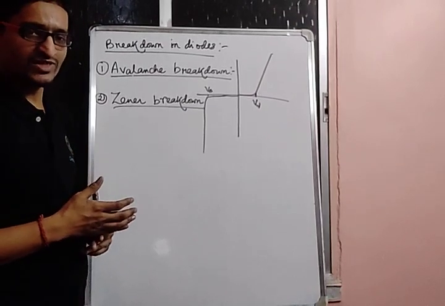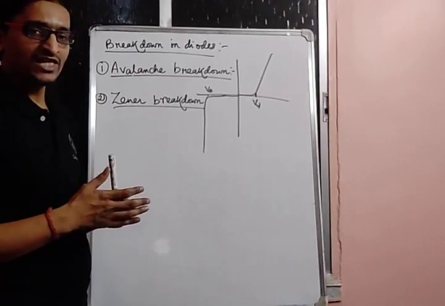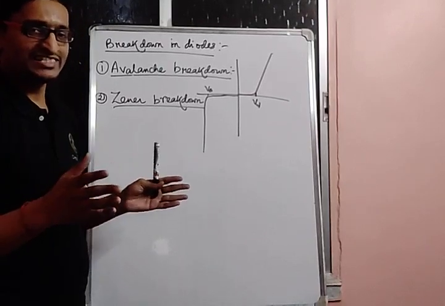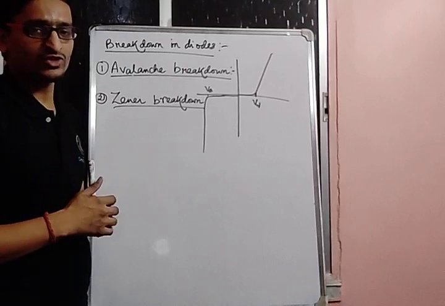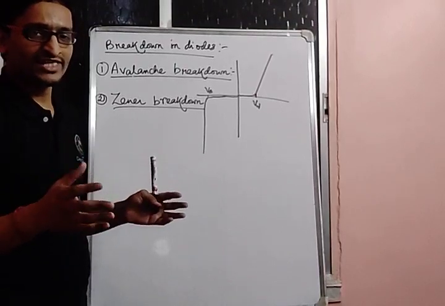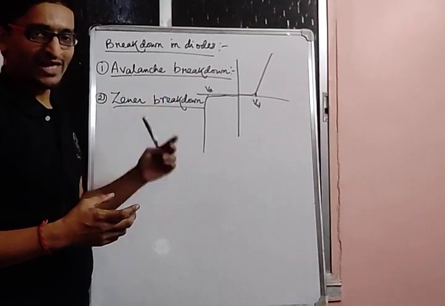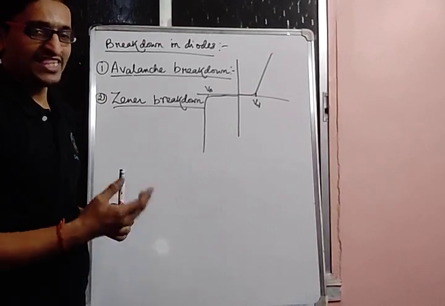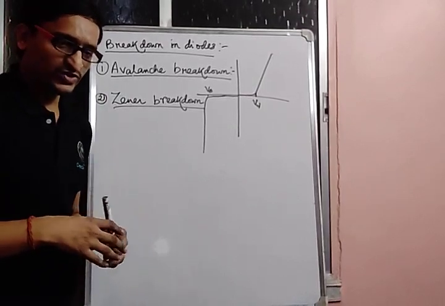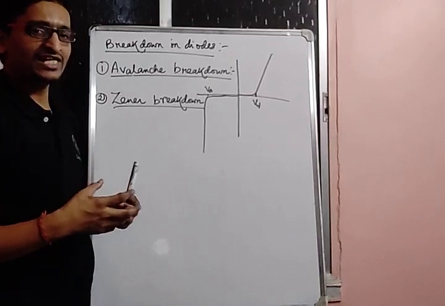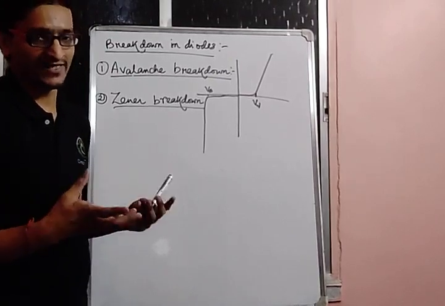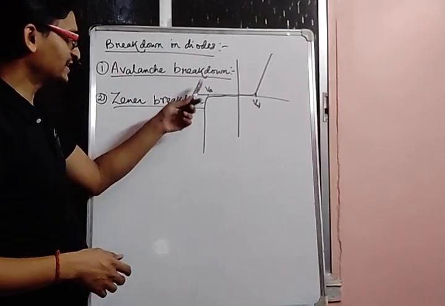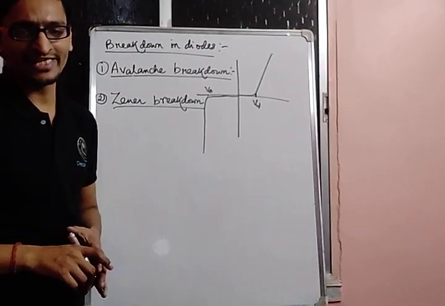As soon as they collide with the ions, what happens? The covalent bond of that particular ion breaks, resulting in the formation of electrons and holes. These electrons and holes gain further energy from this high electric field in order to collide with some other ions, and this process is cumulative in nature. Due to this, suddenly the concentration of electrons becomes very high, and as a result a huge amount of current starts to flow through the diode, and at that instant we say that avalanche breakdown has taken place.